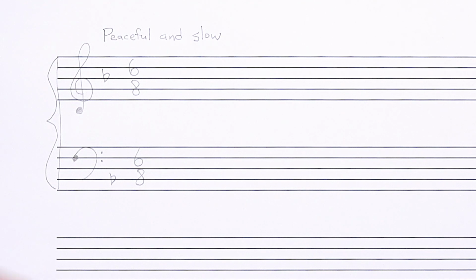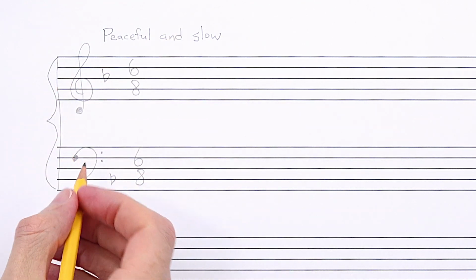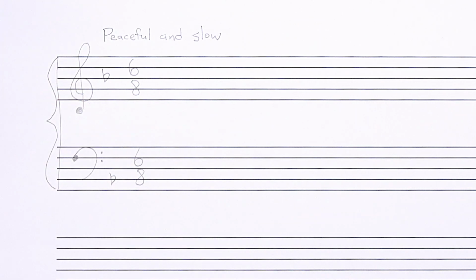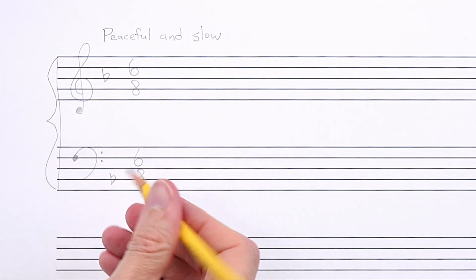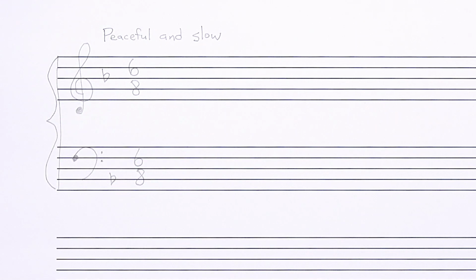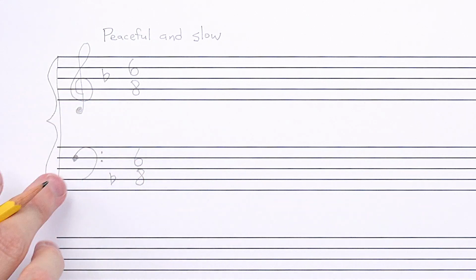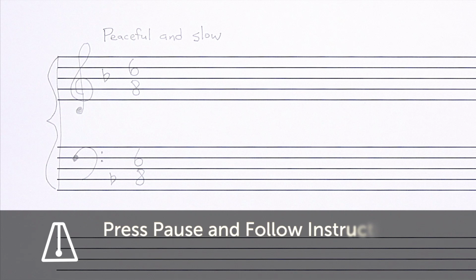So pause the video now and I'd like you to transfer to your staff paper all of these decisions that you've made about your composition. Again, use pencil because you're probably going to want to come back and change some things. But go ahead and get started. Put down your clefs, key signature, time signature, tempo indication, then press play to go on.